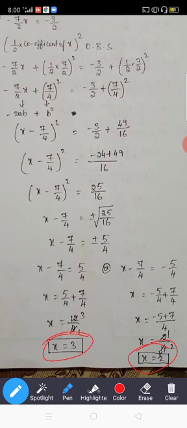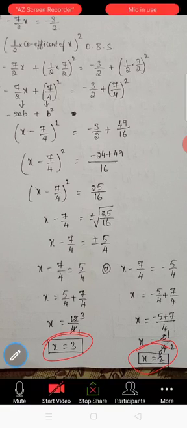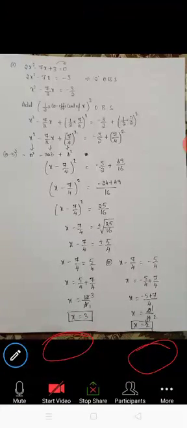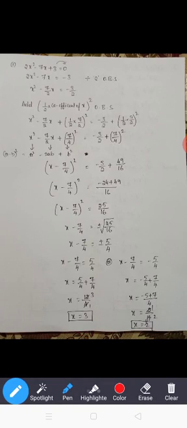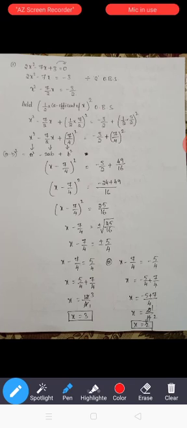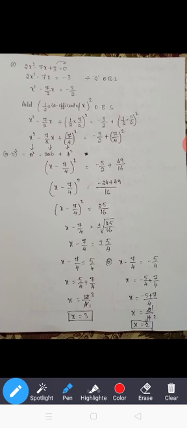These two are the roots or solutions that we found by using the completing square method. This is how we are going to use the completing square method for all the problems. So try to remember and solve other problems.